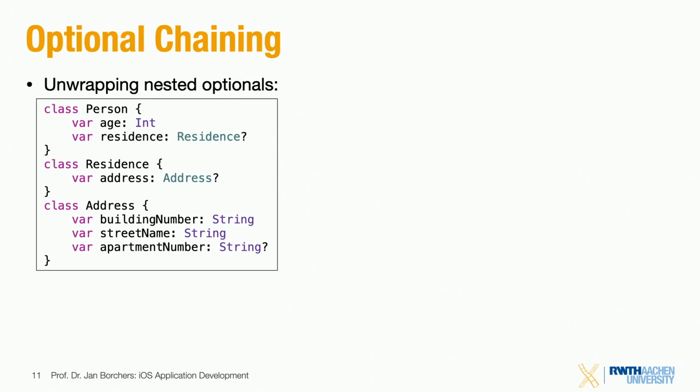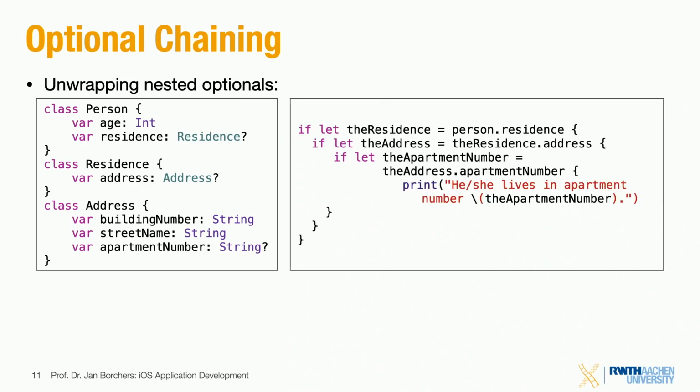So there are quite a lot of optionals. If I have a person and I want to know the apartment number, I need to traverse here. If I would do that step by step, I would first try to assign the residence to the optional, then try to get the address, then try to get the apartment number. And if that all works, then I can say he or she lives in that apartment. Of course, that's quite hard to read.